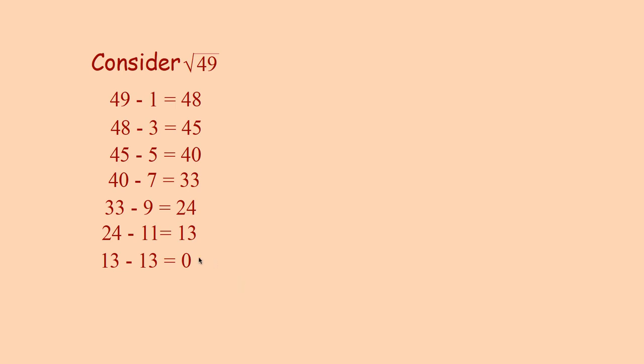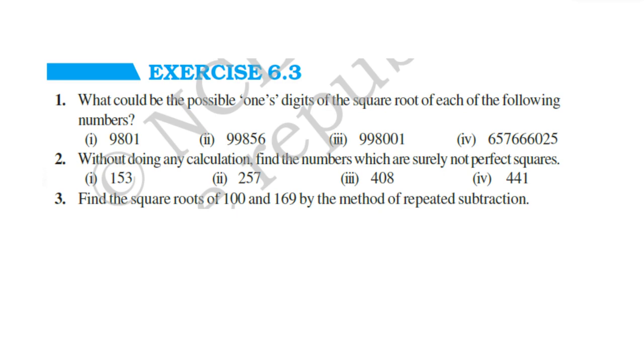That is, from which step you got 0 as the answer? 1, 2, 3, 4, 5, 6 and 7. In 7th step you got 0, when we subtract successive odd numbers starting from 1. So we can write square root of 49 is equal to 7. That means in 7th step we got 0. This is how we are finding out the square root of a number by repeated subtraction.